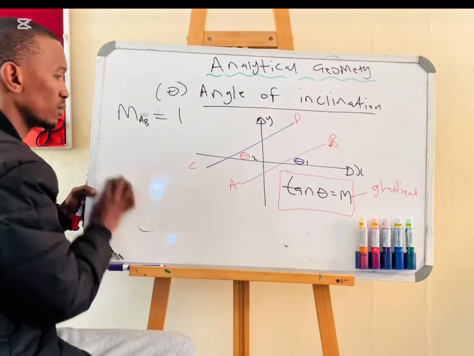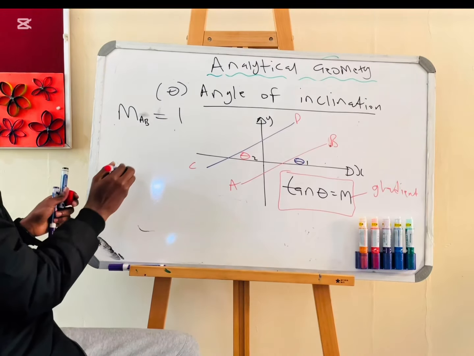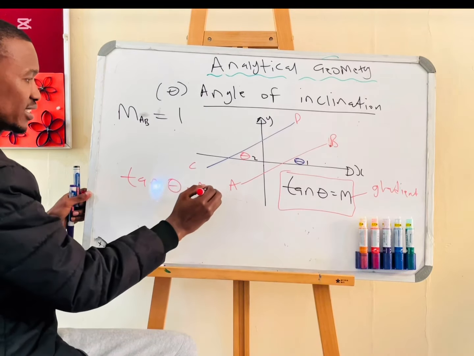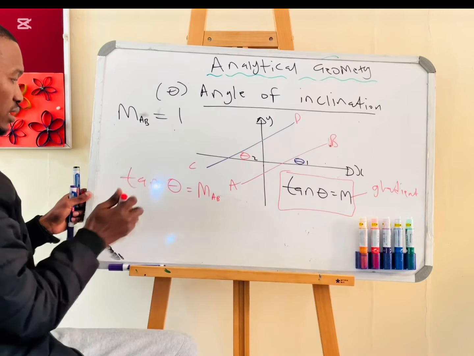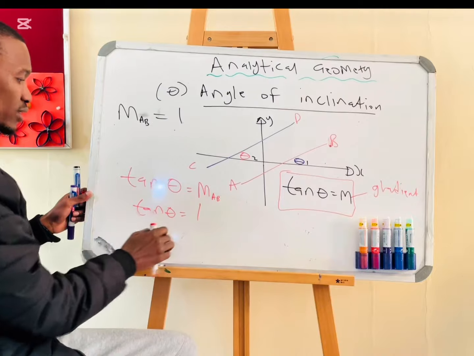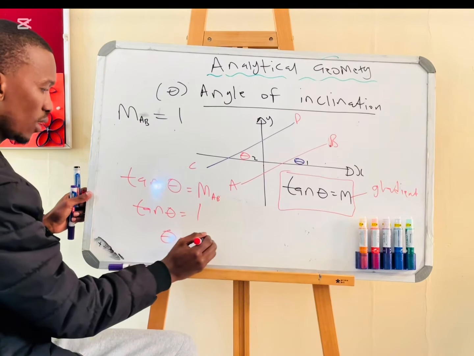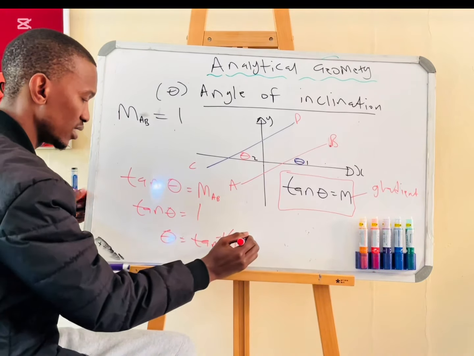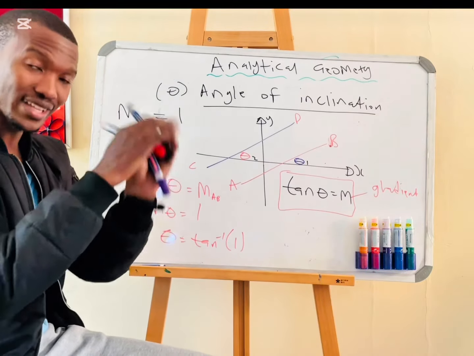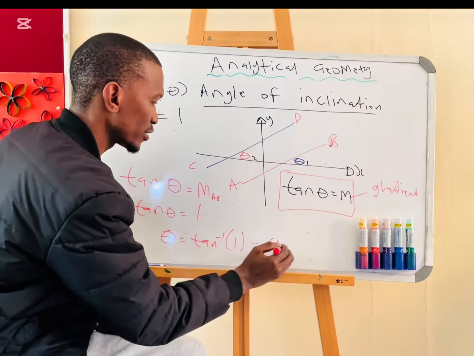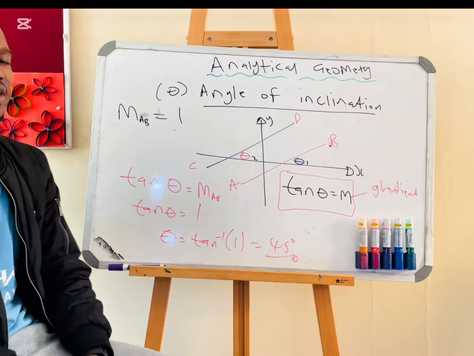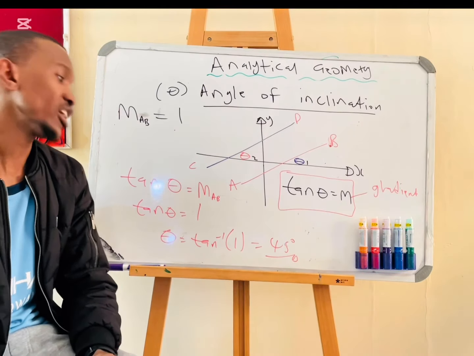Then check what I'm going to do. I'm going to say tan theta equals the gradient of AB, and then I have tan theta, substitute. Here it's 1. Then what happens? Theta equals arctan of that 1. Believe me, if you press shift tan and put 1 inside the brackets, you're going to get your answer as 45 degrees. Then this is going to be your angle of inclination.